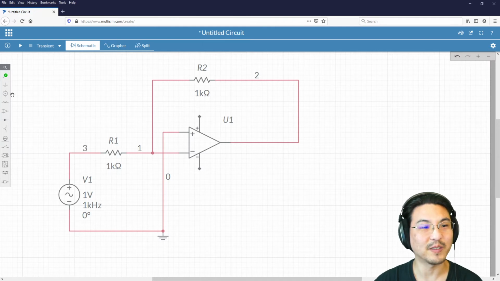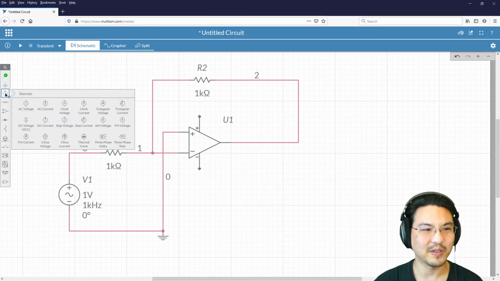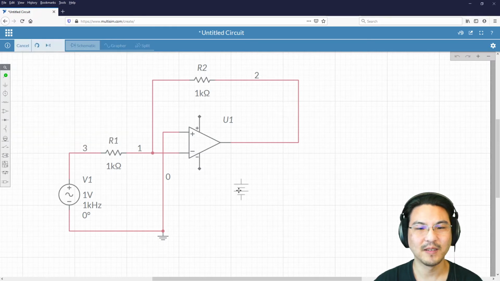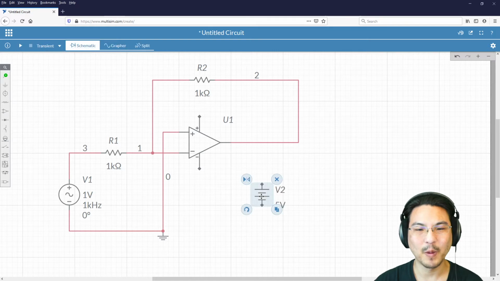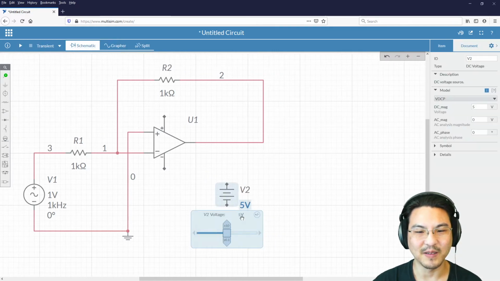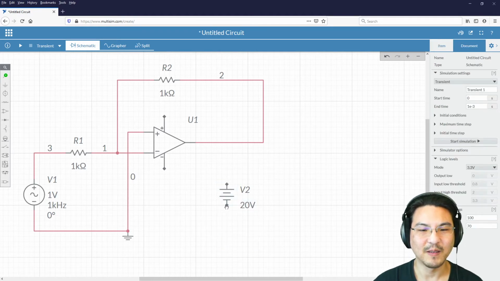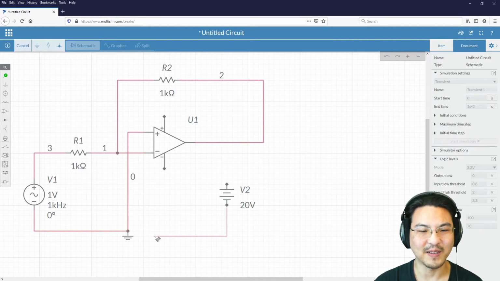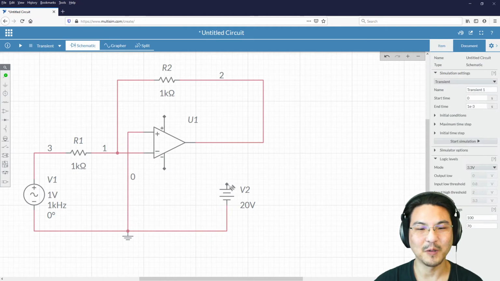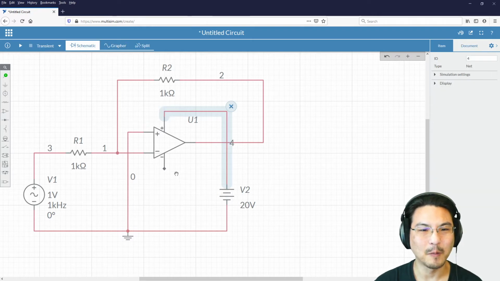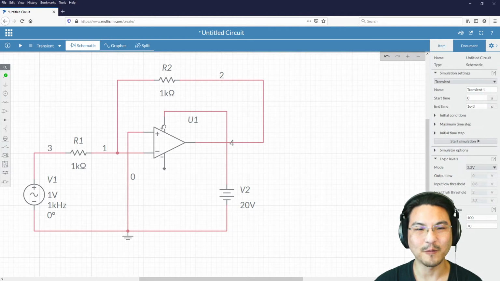Let's add our power supply voltages. So I'm going to add sources, DC source. So let's talk about this. Okay, so let's just say this is 20 volts or something. Okay, so this side is lower, this side is higher. So if I tie the lower side to ground, that's a 0, which means this side is more than this side. How much more? 20 volts. So if I feed that here, that means on this positive power supply input, it's getting plus 20 volts.